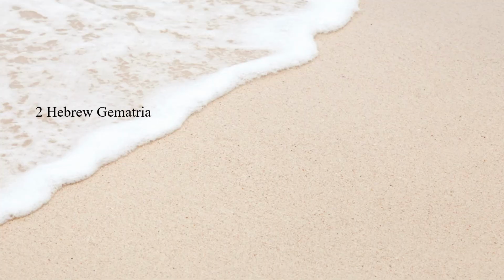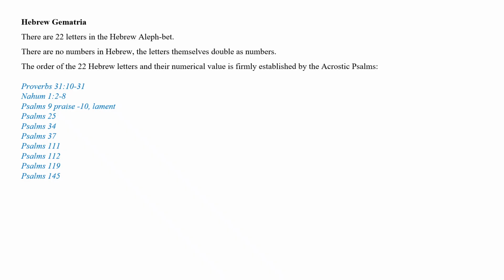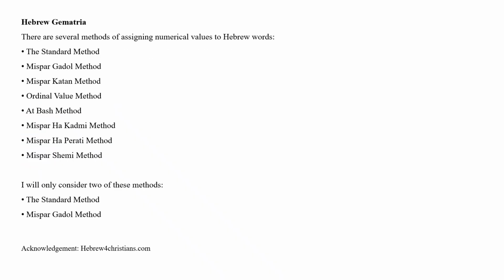2. Hebrew Gematria. There are 22 letters in the Hebrew Aleph-bet. There are no numbers in Hebrew. The letters themselves double as numbers. The order of the 22 Hebrew letters and their numerical value is firmly established by the acrostic psalms. There are several methods of assigning numerical values to Hebrew words. I will only consider two of these methods, the standard method and the Mispar Gadol method.